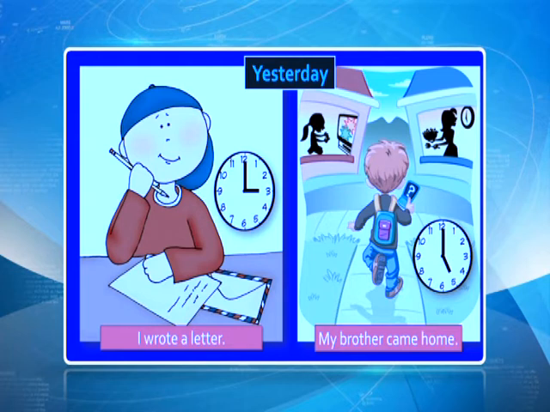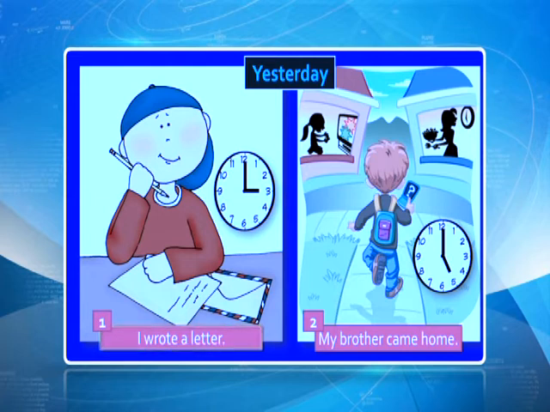Now I'm going to ask you a very easy to answer question, which is, which action came first? Both actions are in the past. Both actions happened yesterday, but one came before the other. Which one came first? It's this one. I wrote a letter is the action that came first. Okay? And then my brother came home.